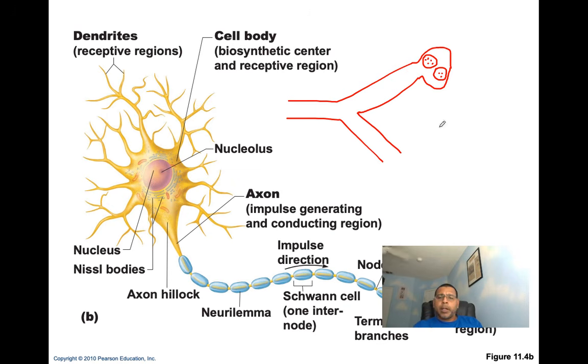Now, this region in here, this is what it looks like. So that's the axon terminals. First let me tell you, the axon terminals are knob-like distal endings of the terminal branches, and they're filled with neurotransmitters that are found within vesicles.